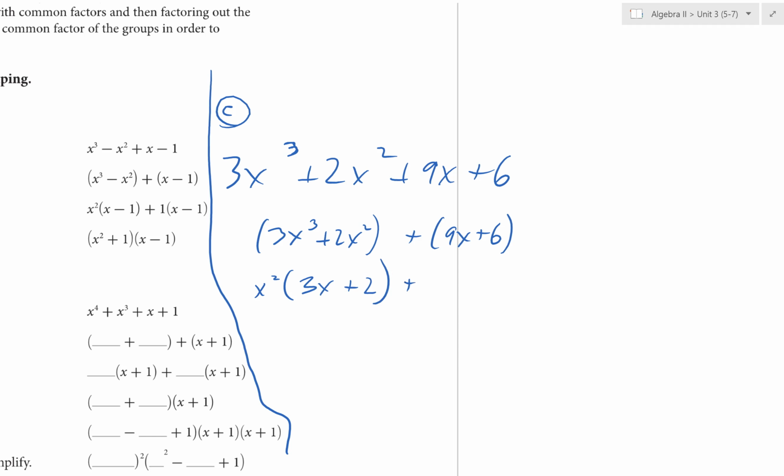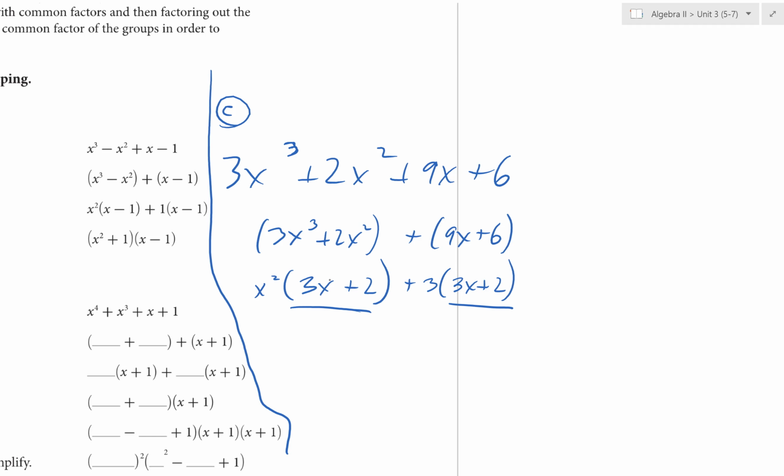Okay? Now look at the second group. The 9x plus 6. Michael, what can I factor out of 9x plus 6? Okay, 3 goes into both of those, so that leaves me with 3x plus 2. Okay? Now I can tell that grouping is going to work because we got the same factor. Okay, we got 3x plus 2 from both of them. If we get the same factor, grouping is going to work. If we don't get the same factor, that means grouping isn't going to work, and so we abandon that and try something else. Okay? But in this case, they do turn out the same.